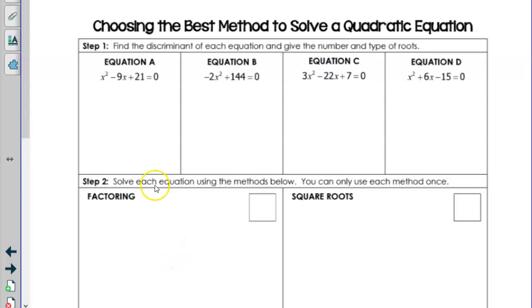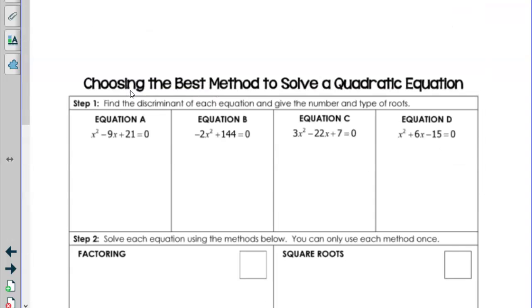Alright, so one step to do this is to first find the discriminant of each equation and give the number and types of roots. And this is what we did, I believe, Thursday into Friday. Were you here for discriminant? I can't remember if we did Thursday or Friday, not that it really matters. But the discriminant is where we only had b squared minus 4ac. And that told us if they were real or imaginary.